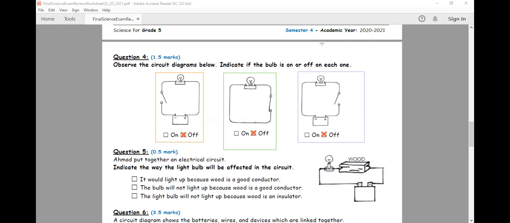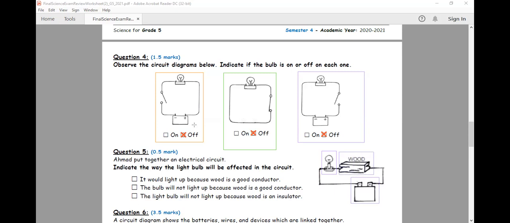Question number 5. I love the electric circuits lessons. They are easy. Very easy. Ahmed put together an electrical circuit. Indicate the way the light bulb will be affected in this circuit. So look, in his circuit, he put a light bulb, a battery as a generator of electricity, wires, and he put a piece of wood.